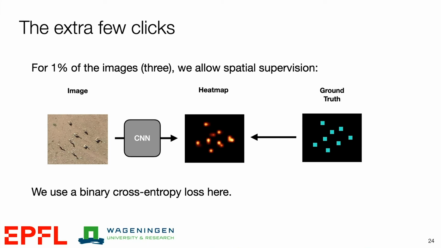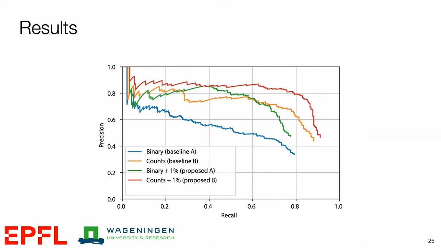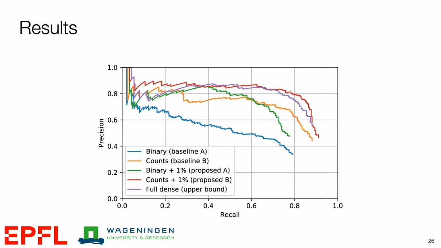And now if we do that with just 3 of these over 800 images, we suddenly get a massive improvement for both the binary and the counts model. So the binary model with these 3 spatially supervised images is in green, and the counts model with the spatial supervision is in red. And the interesting part about this counts model, especially the red one, is that if we compare it to our upper bound, a model that has been trained with always spatial supervision, it's actually even a little bit better.